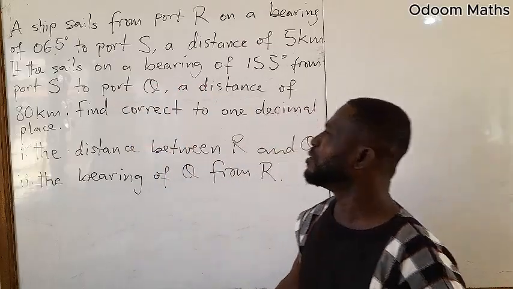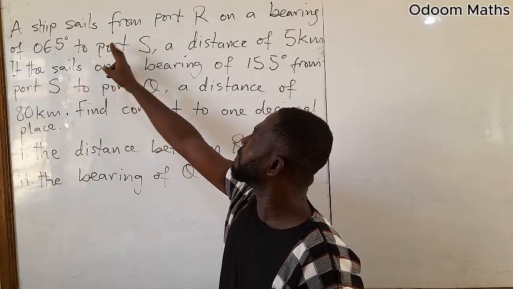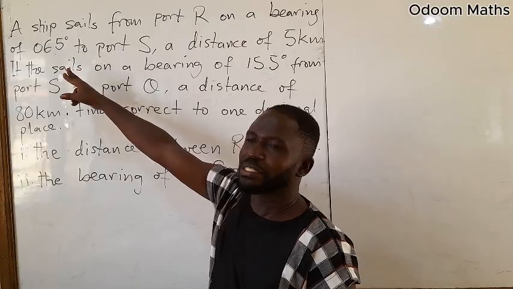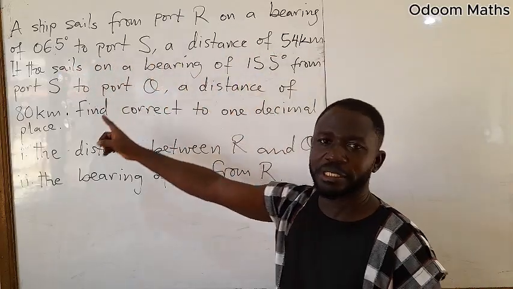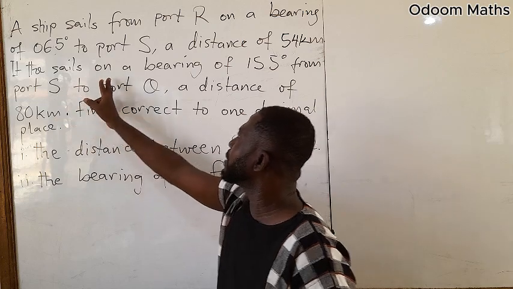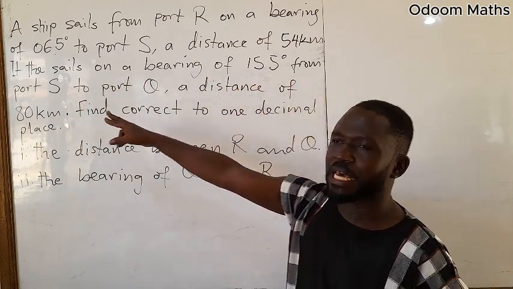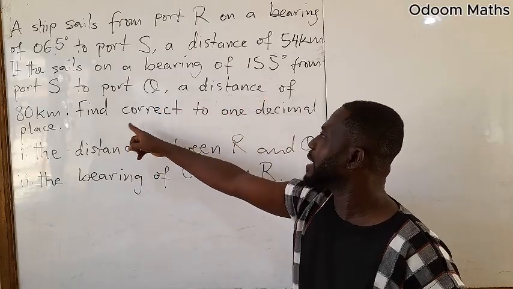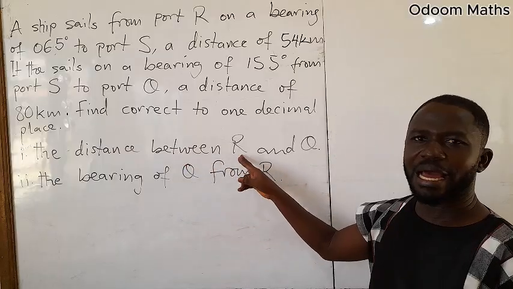Okay, so we are given this example: a ship sails from Port R on a bearing of 65 degrees to Port S, a distance of 54 kilometers. It then sails on a bearing of 155 degrees from Port S to Port Q, a distance of 80 kilometers. Find, correct to one decimal place, the distance between R and Q.